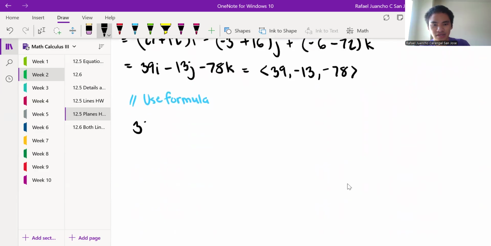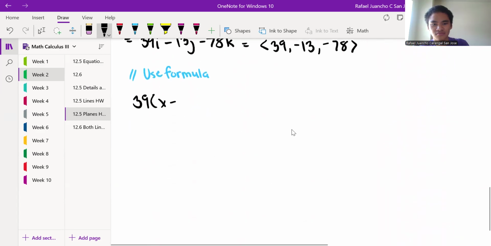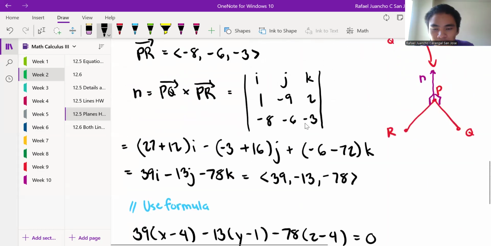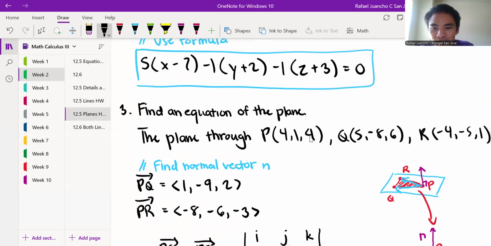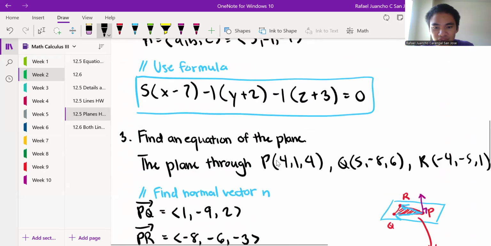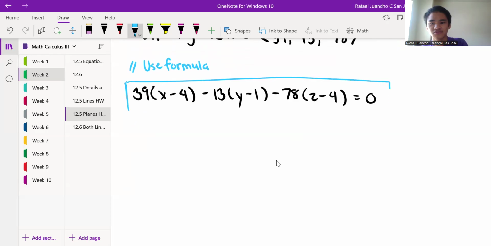So this is 39 times (x minus x naught). So let's use P, minus 4, minus 13 times (y minus 1), minus 78 times (z minus 4) equals 0. That's it. Right? Yeah, because it's minus 4, minus 1, minus 4. So that's it. We're done. That's the equation of the plane.